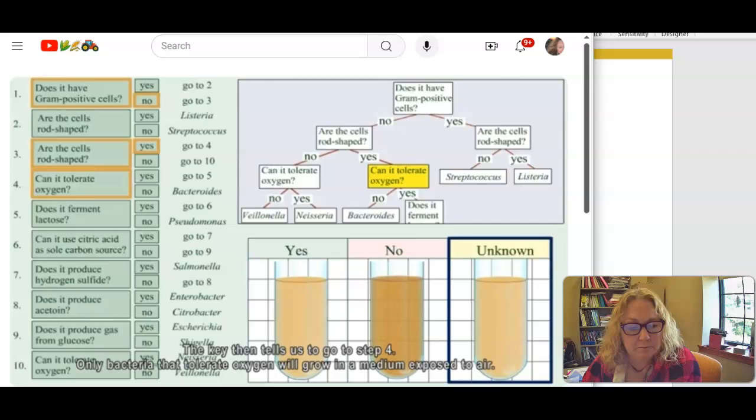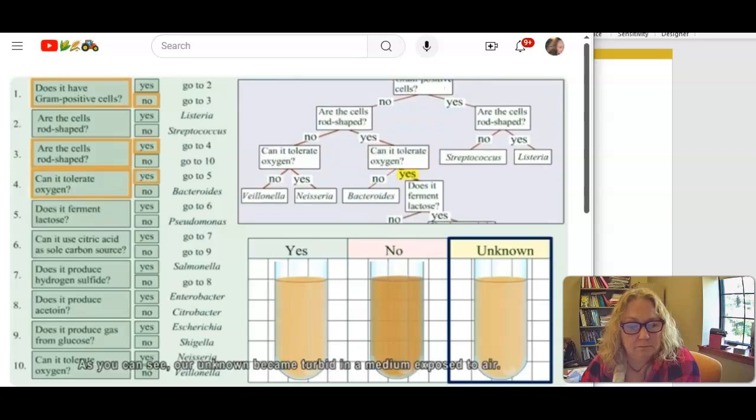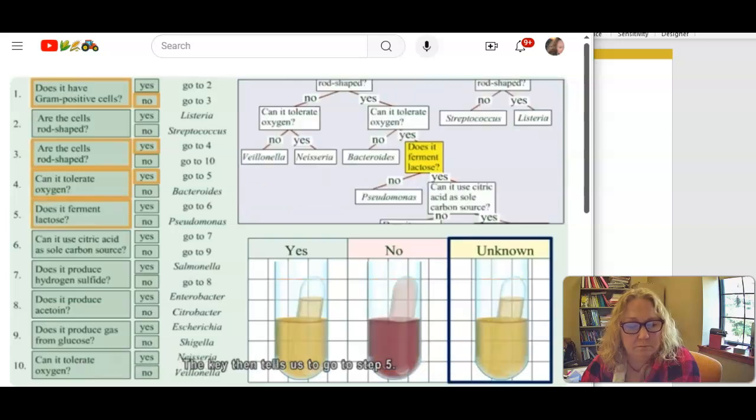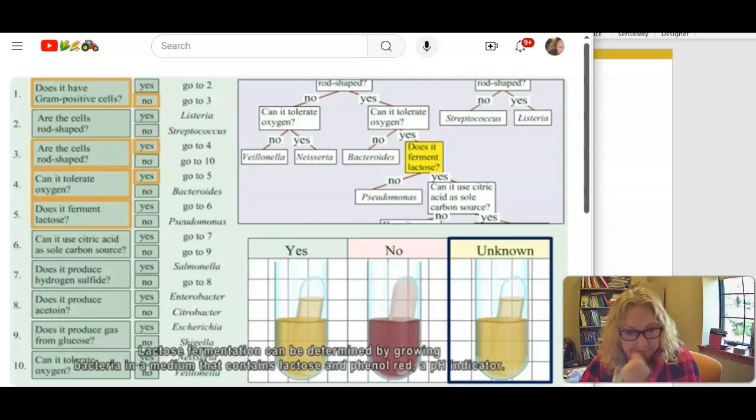Only bacteria that tolerate oxygen will grow in a medium exposed to air. This growth is visible as cloudiness or turbidity. As you can see, our unknown became turbid in a medium exposed to air. The key then tells us to go to step 5. Lactose fermentation can be determined by growing bacteria in a medium that contains lactose and phenol red.